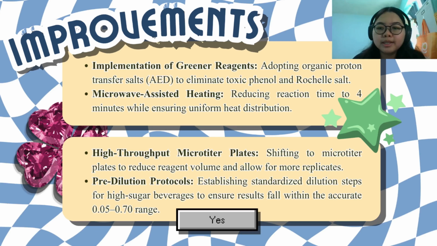Furthermore, moving the assay to microtiter plates would transform it into a high-throughput technique, allowing more replicates in a shorter time frame while significantly reducing waste. Lastly, implementing a standardized pre-dilution protocol for commercial drinks would ensure all our absorbance values stay within the most accurate detection range.